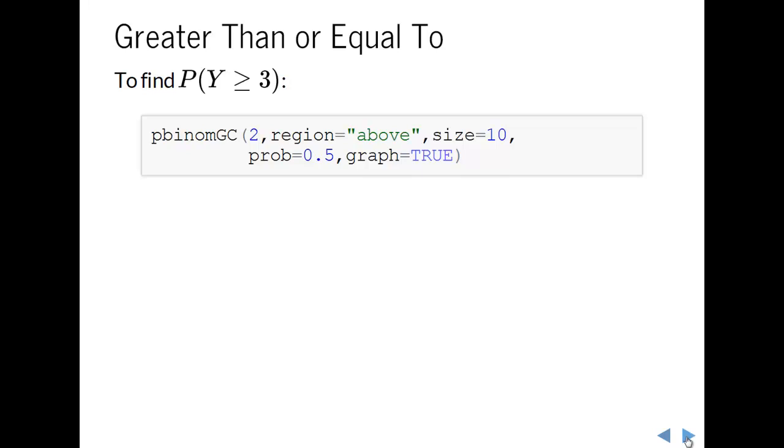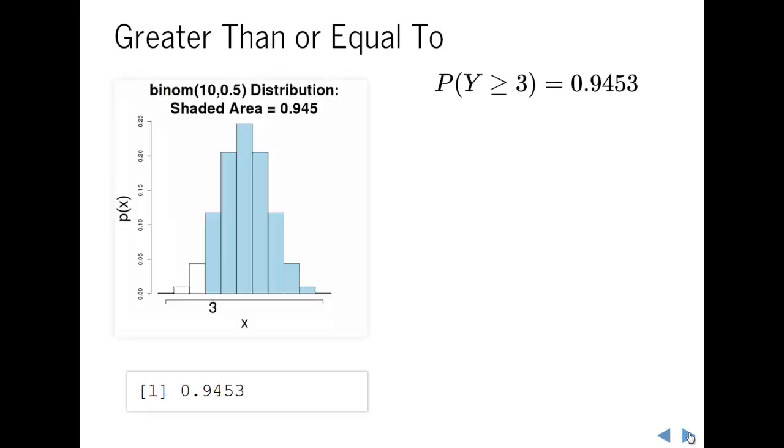If we had instead wanted to compute the probability that the random variable y is greater than or equal to 3, we need to convert greater than or equal to the default, strictly greater than. So greater than or equal to 3 is the same thing as strictly greater than 2. Everything else remains the same. Again, output the graph always to make sure that what you've computed is what you intended to compute. There we go. Greater than or equal to 3 shades the right tail starting at 3. So this probability is 0.9453.